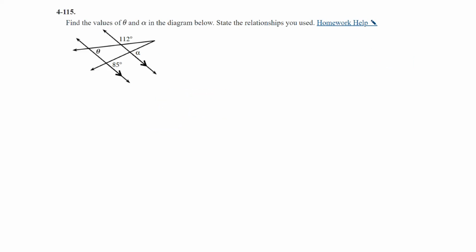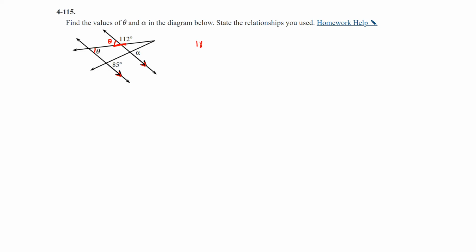Question 115. Find the values of theta and alpha in the diagram below. State the relationship you used. So we have two parallel lines here. You can see that by the arrows. The other two lines are not parallel. So this angle and this angle, if we're looking at the right ones, those would be the same. That would be your alternate interior angles. And then 112 degrees and this angle are supplementary.